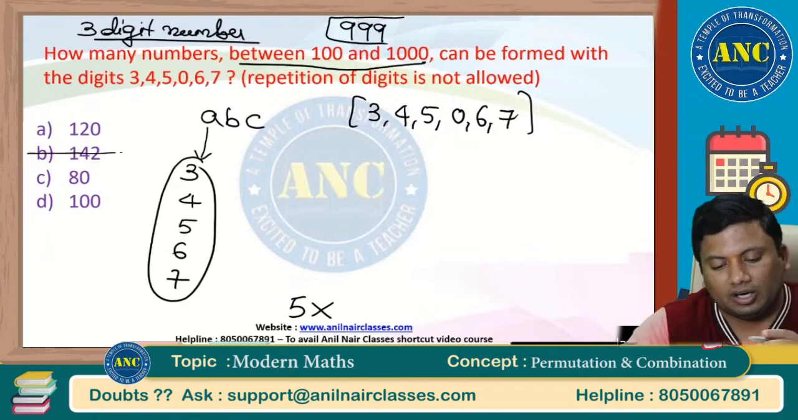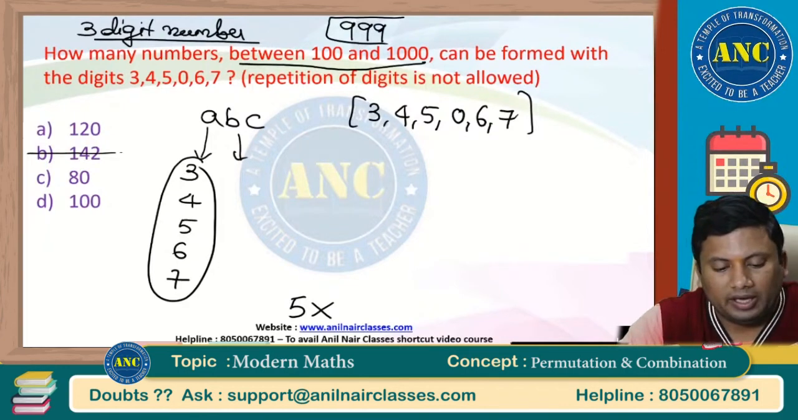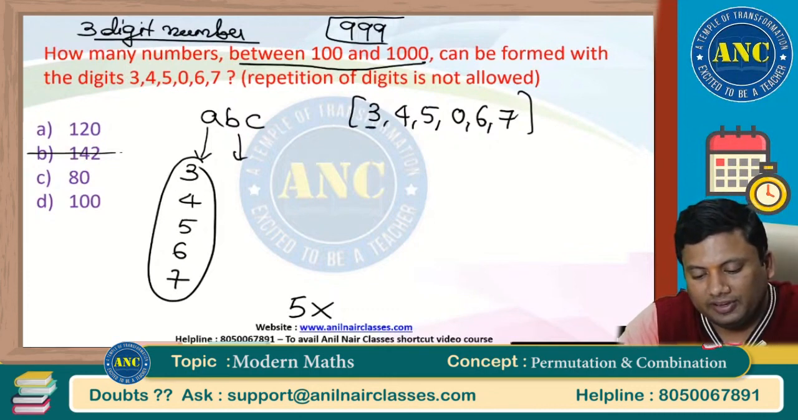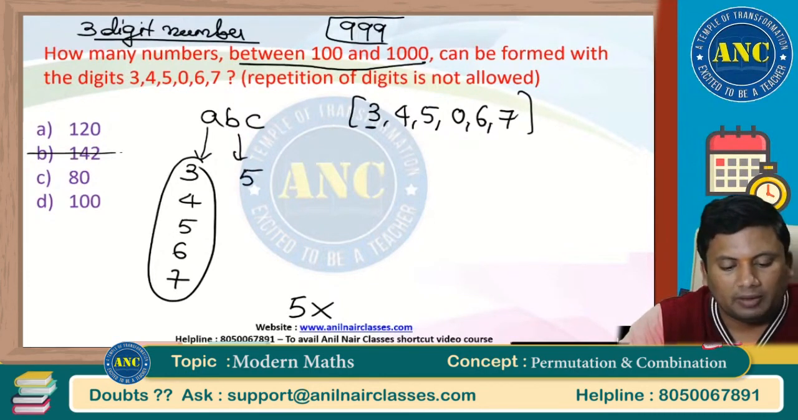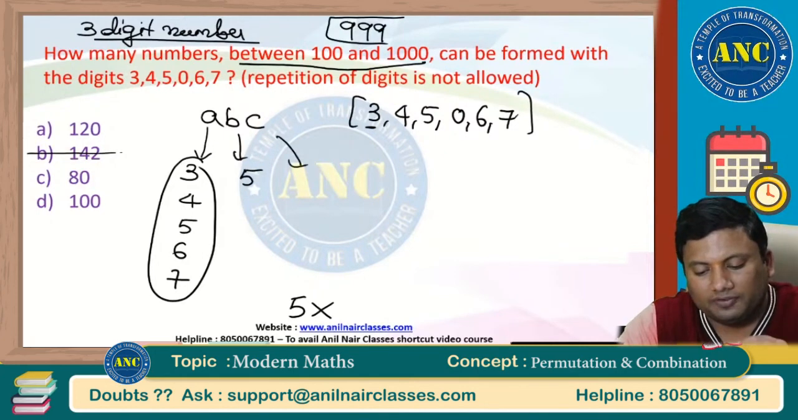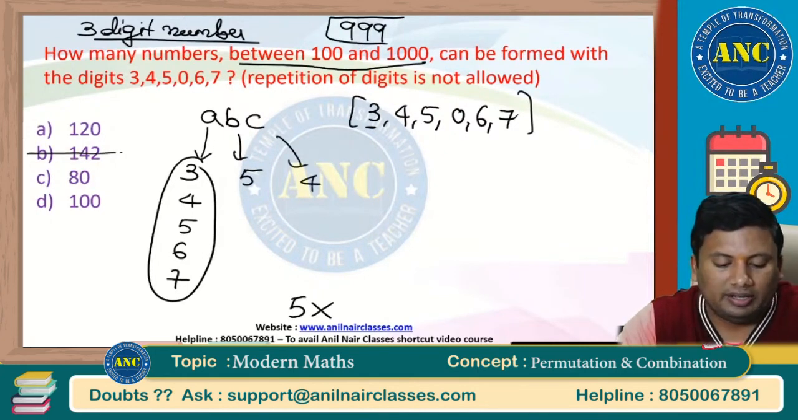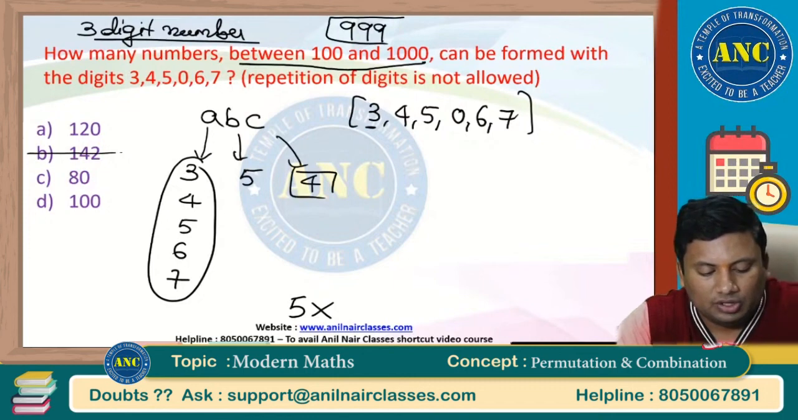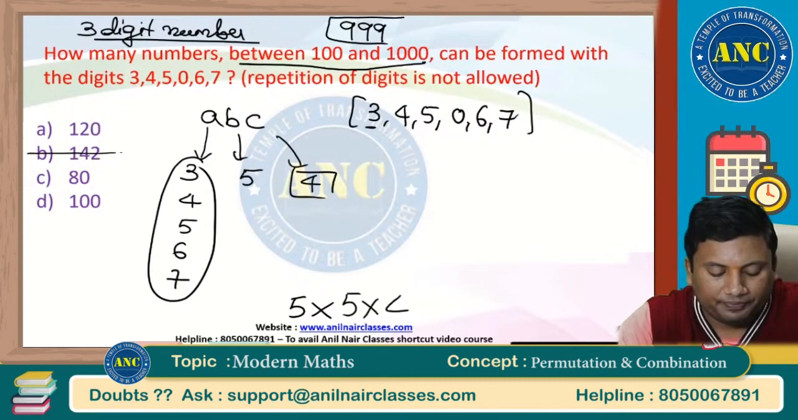For B, here 1 digit is already taken. If 1 digit is already taken, remaining 5 digits will come. Out of 6, 2 digits are already fixed. Remaining 4 will come. So answer is nothing but 5 into 5 into 4.